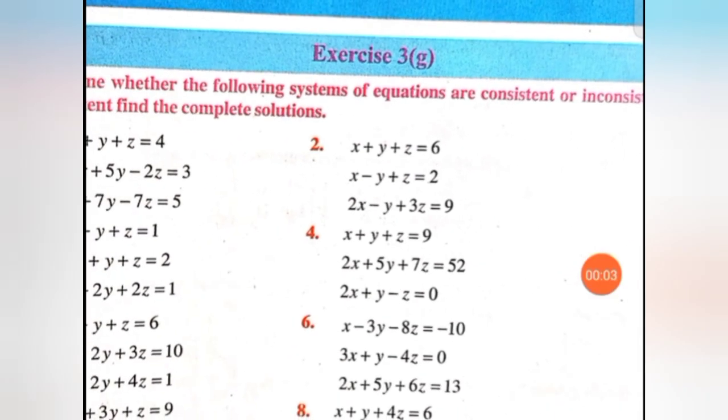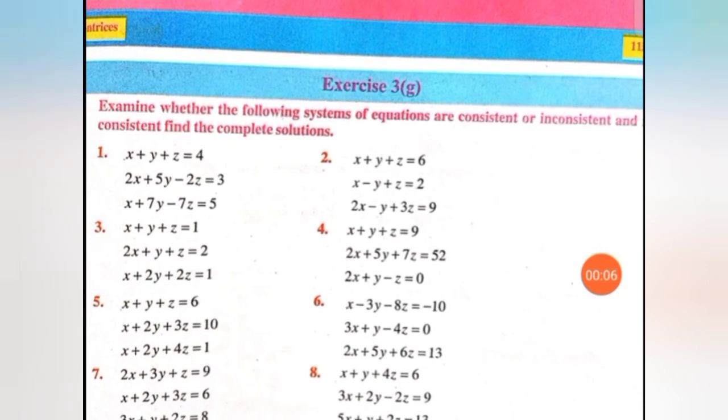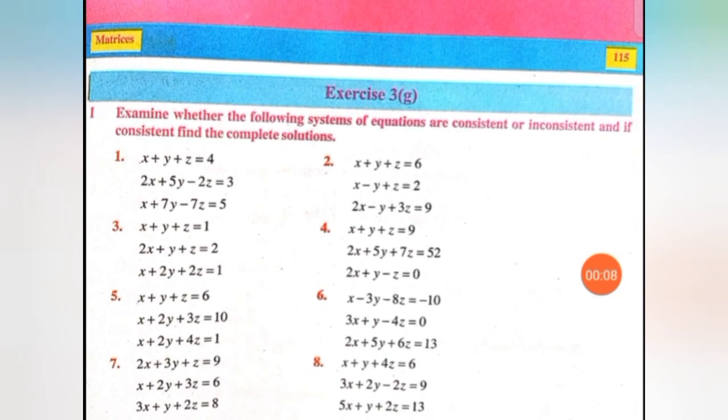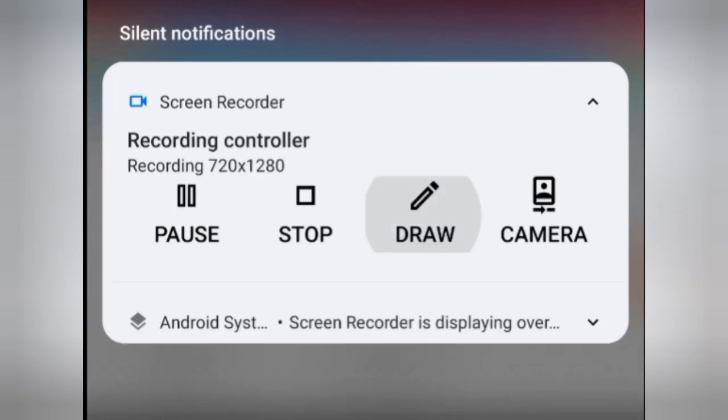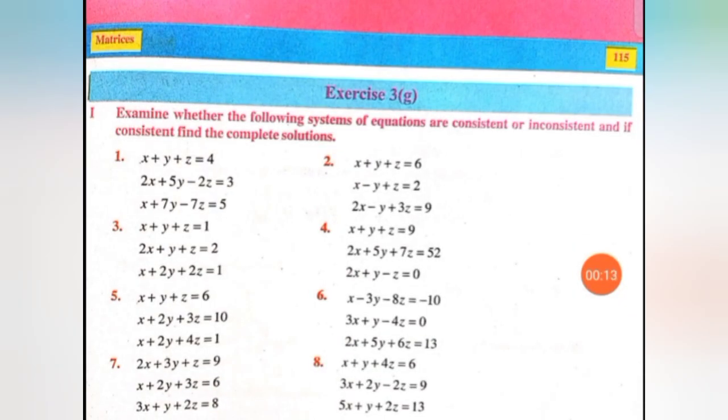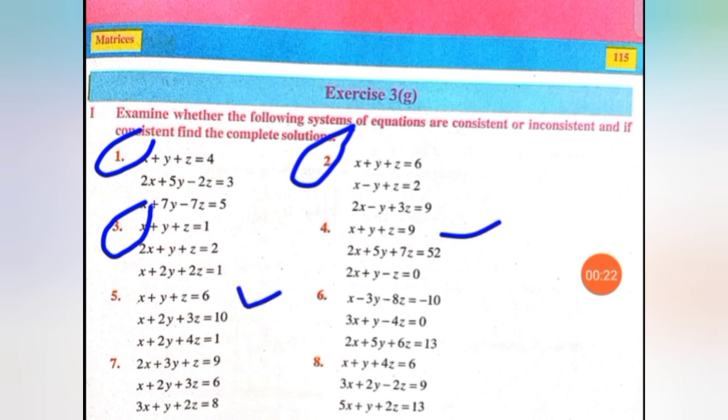So these are the exercise problems regarding consistency and inconsistency of the system of non-homogeneous equations. Just now we did the first one, second one, and third one. So do the 4th, 5th, 6th, 7th, and 8th using the concept of consistency and inconsistency based on the rank of a matrix. So do all these problems.